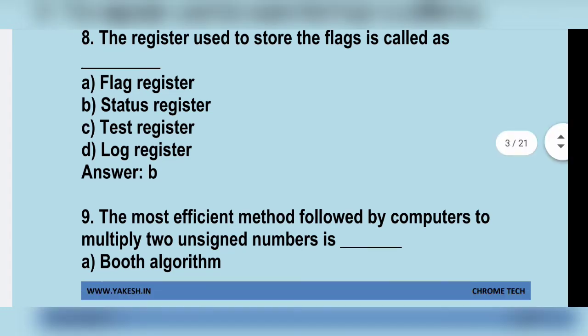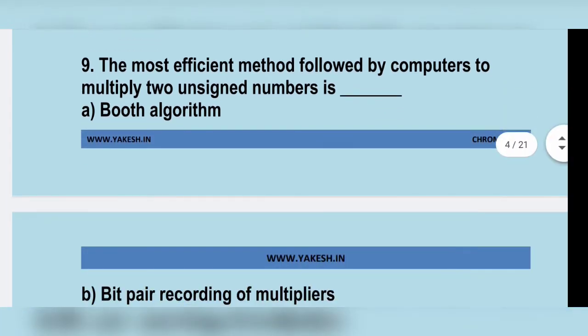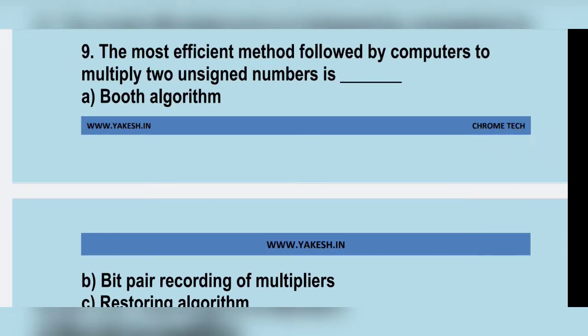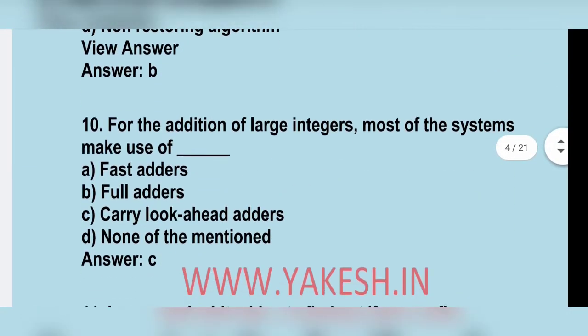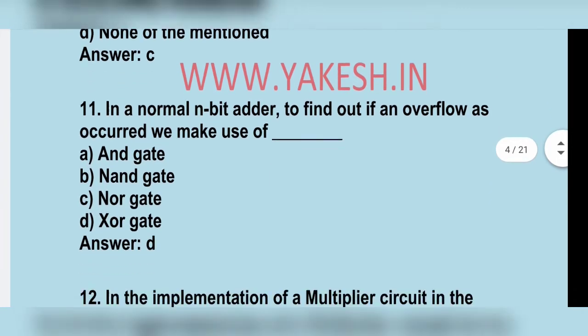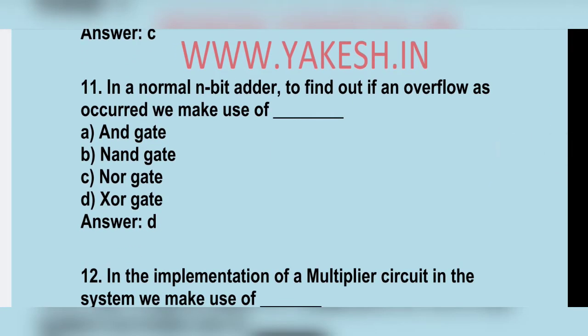Option B, status register. The most efficient method followed by computers to multiply two unsigned numbers is option B, bit-pair recoding of the multiplier. Bit-pair recoding of the multiplier is the correct answer. For the addition of large integers, most systems make use of option C, carry-look-ahead adder. In a normal n-bit adder, to find out if an overflow has occurred, we make use of option D, XOR gate.